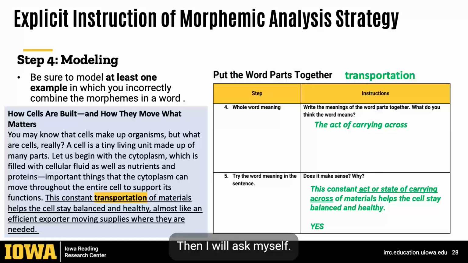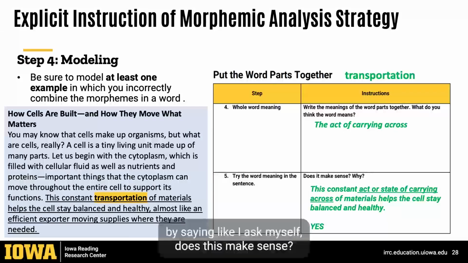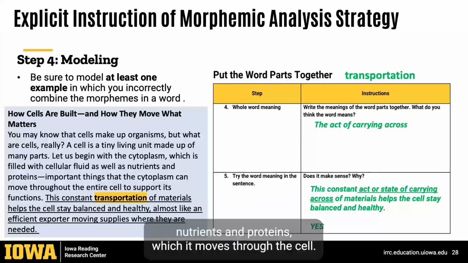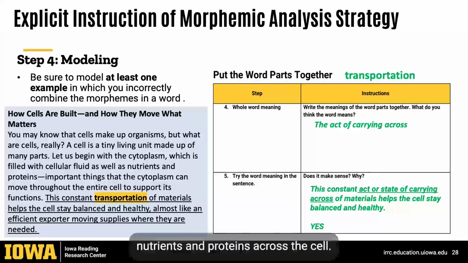Then I will check and see if it makes sense in step number 4 by asking myself, does this make sense? I think it does. In the sentence before the one that uses the word transportation, it says the cytoplasm is filled with cellular fluid, nutrients, and proteins, which it moves through the cell. When transportation is used in the next sentence, it refers to this movement or carrying of cellular fluid, nutrients, and proteins across the cell. Therefore, my definition makes sense.